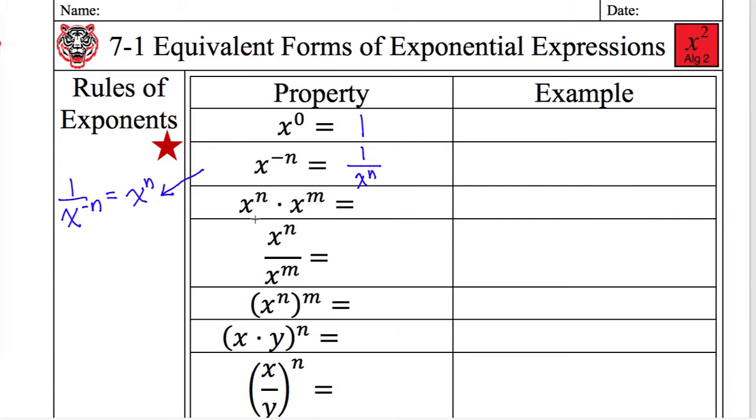X to the power of n times x to the power of m. If I have similar bases, what do I do with the powers? James, go for it. X to the power of n plus m. There it is. N plus m. Write it down.